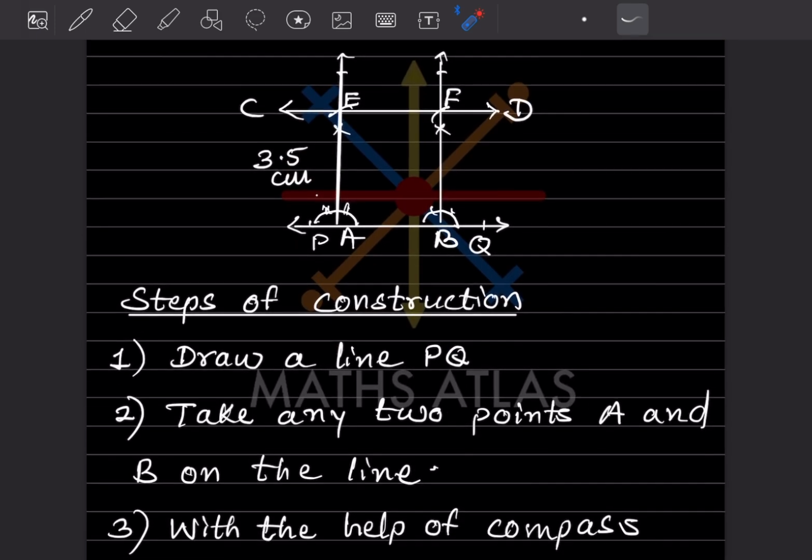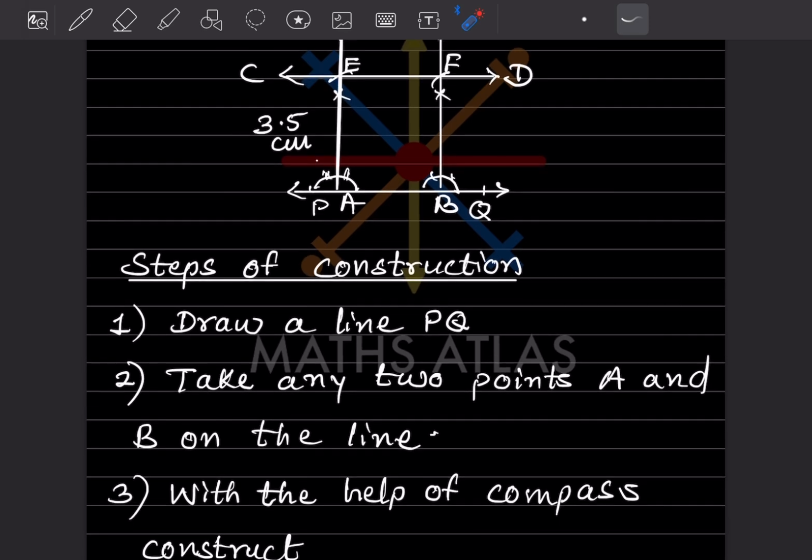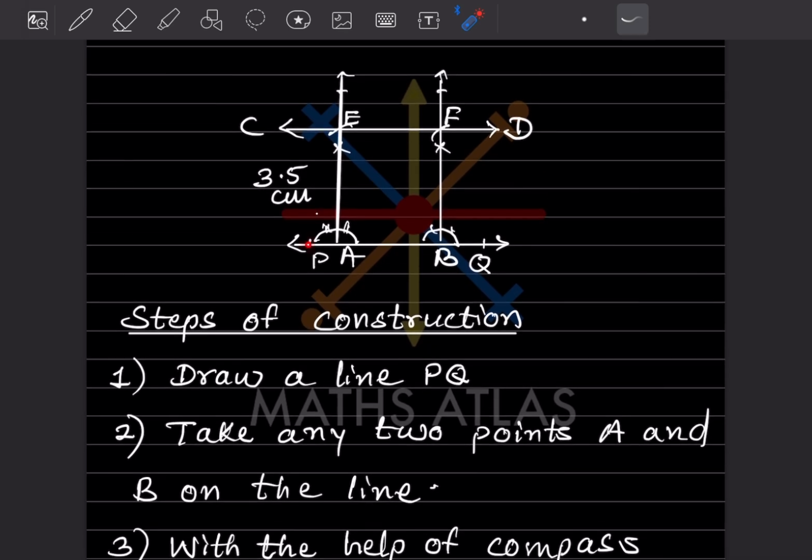Now what will you do with the help of a compass? You will make it 90 degrees. Now you can see here PA, and you will take one point, that is E. That should be constructed as 90 degree. To construct 90 degree, you will keep your compass over here and draw an arc. From this arc, you will take the same distance and cut this arc into 2. Taking this as center, draw one arc over here. Then taking this as center, draw an arc over here. Then you will join this to A, and this will be the line. So this will be 90 degree.